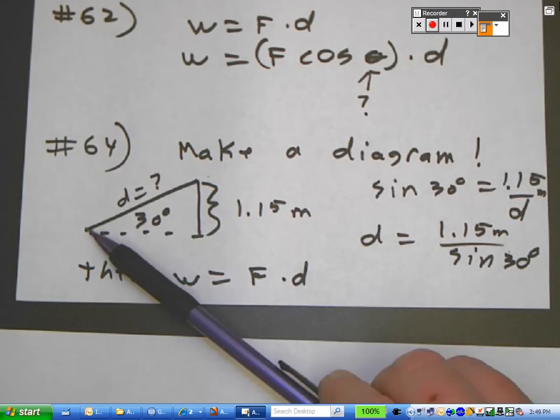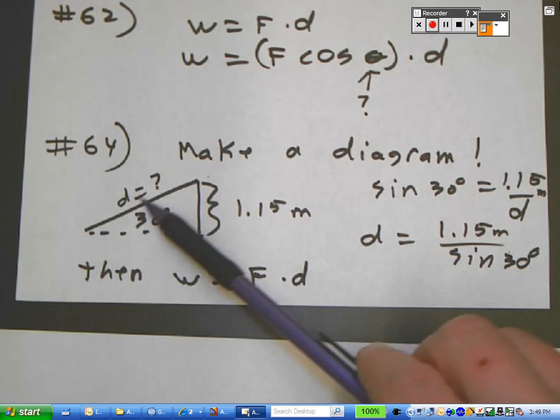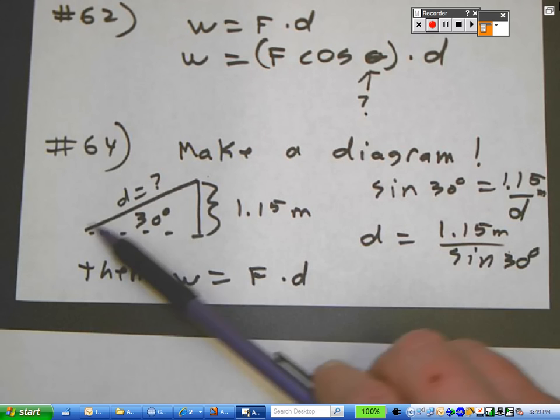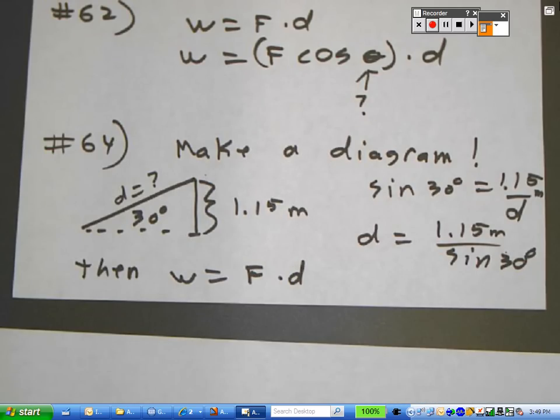When you apply work equals force times distance, because the force is in that same direction, we can use the entire force times distance in work equals force times distance.